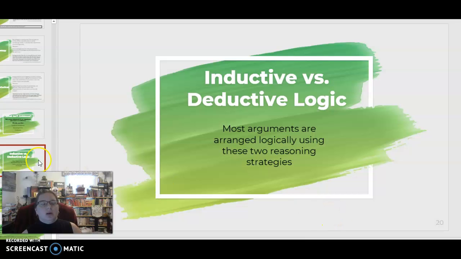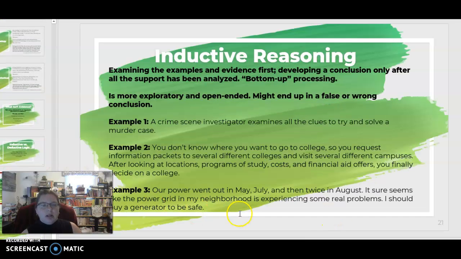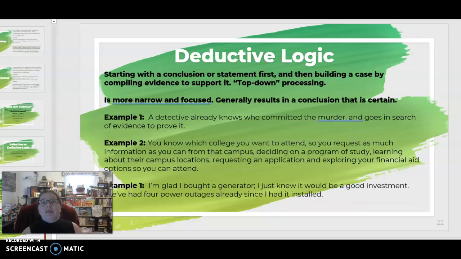Basically, most arguments are based on these two types of logic. Inductive reasoning is bottom-up processing, where we start with all of the evidence or the clues or the data, and we build up to come to a conclusion. Whereas deductive reasoning goes the opposite. It's top-down processing. We already know the end result or the conclusion, and then we start to build a case based on the clues and the evidence that we can find to support the conclusion that we already know. So that's the difference between inductive and deductive logic.